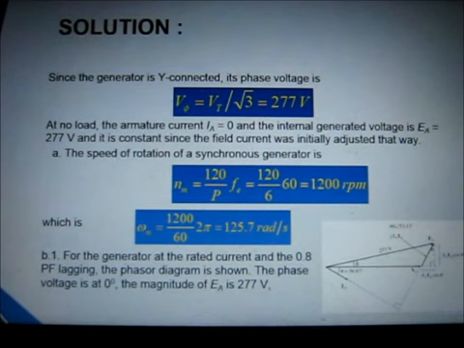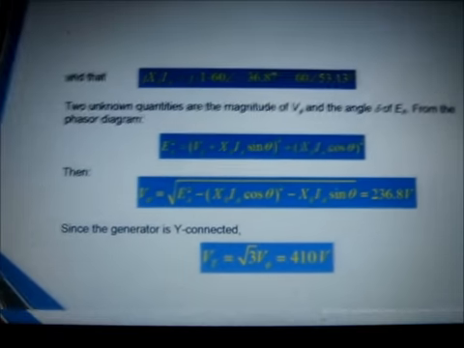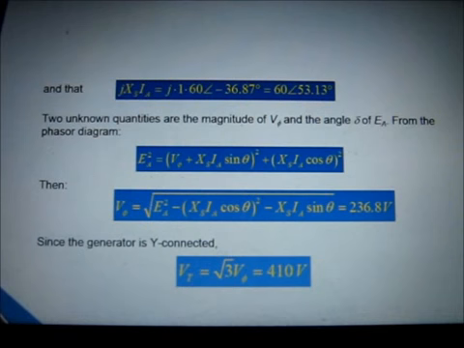A good study of phasor diagrams will always help you in solving such questions, so you need a bit of practice for this. Now for the generator at rated current and 0.8 lagging power factor, the phasor diagram is shown. EA is 277 volt. From the phasor diagram we get jXsIA, the reactance drop, equals 60 angle 53.13 degree. We have two unknown quantities, the magnitude of V phi and the angle delta of EA. From the phasor diagram we can solve like this.